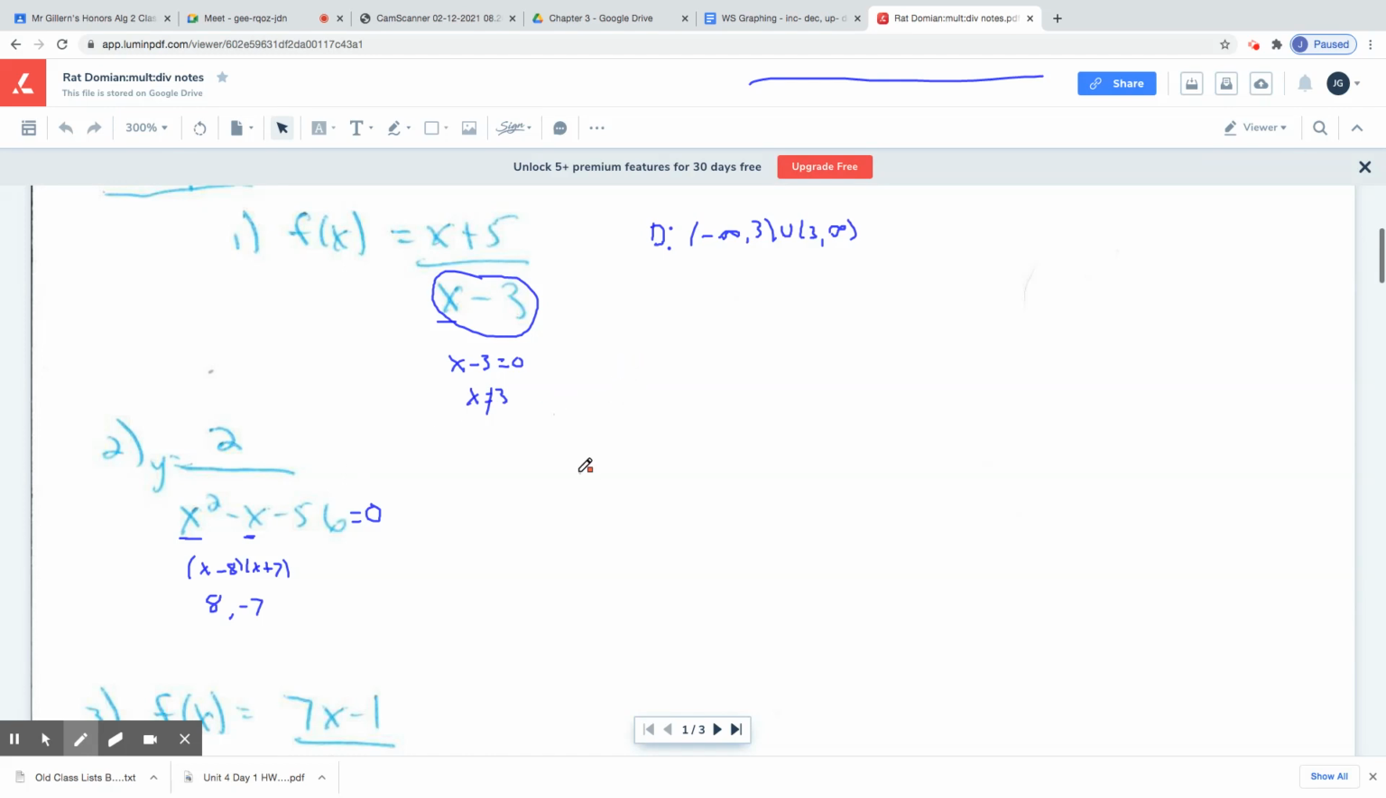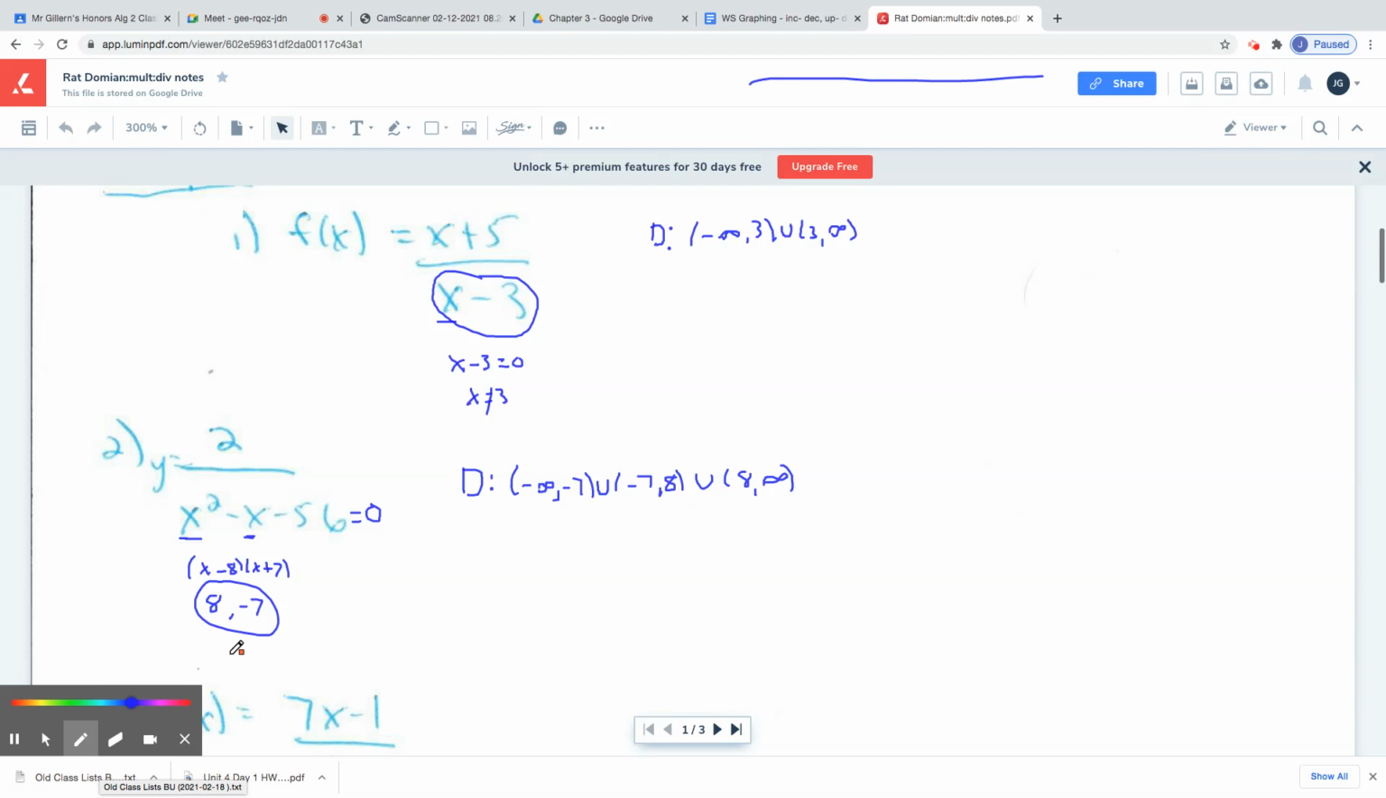In this case, you're going to have 3 sets of intervals for your domain. You always start with negative infinity and go to your smallest number, which is negative 7. Then union that number to the next number, which is 8, union 8 to infinity. So negative infinity to negative 7, union negative 7 to 8, union 8 to infinity. That is just a fancy way of saying that it can't be 8 or negative 7. It can be everything else, because we do not want 0 in the denominator.